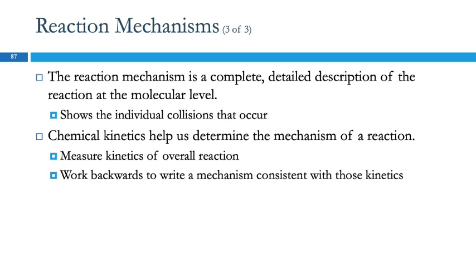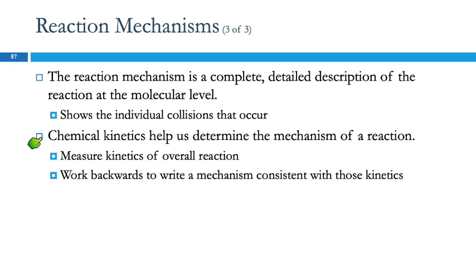So the mechanism is our detailed description of what happens at the molecular level. It's showing us the individual collisions that need to occur. Chemical kinetics helps us figure out what the mechanism is. Determining the mechanism for a reaction can be very difficult. We can't just zoom in with some ultra-powered microscope and see what's happening, right? Because everything's too small to look at. And so we have to use other ways to find out what's going on.